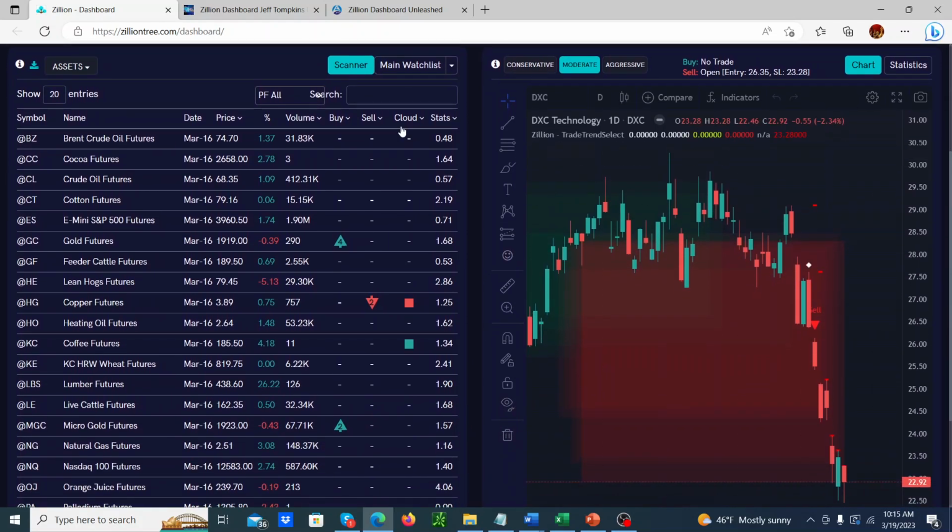So if we look here, these are some of the things that are going on. These are futures at the moment. The columns are really cool. You've got volume, so you can sort by volume, you can sort by the sell, so these are the signals, right? These are buy signals, sell signals. These divergence clouds, which I'll talk about in a little bit, and then the stats. The stats are the profit factor.